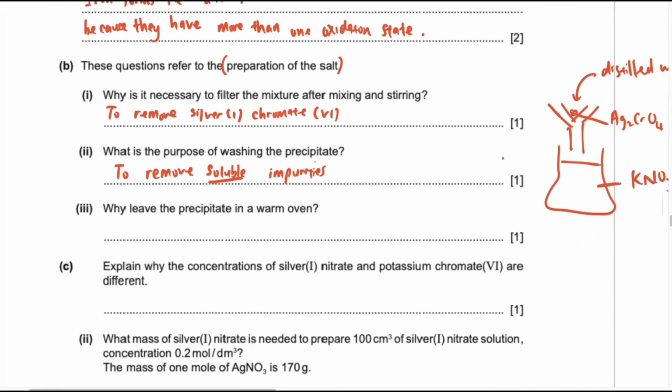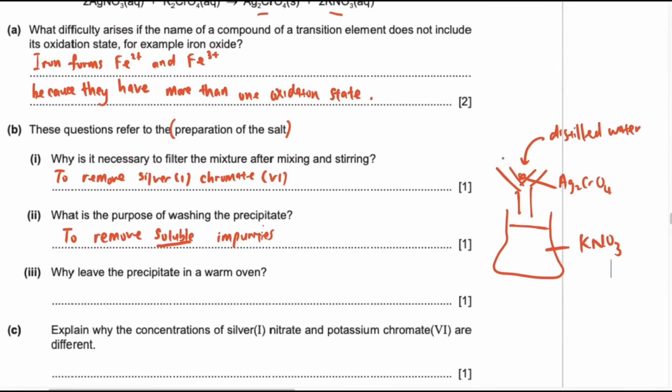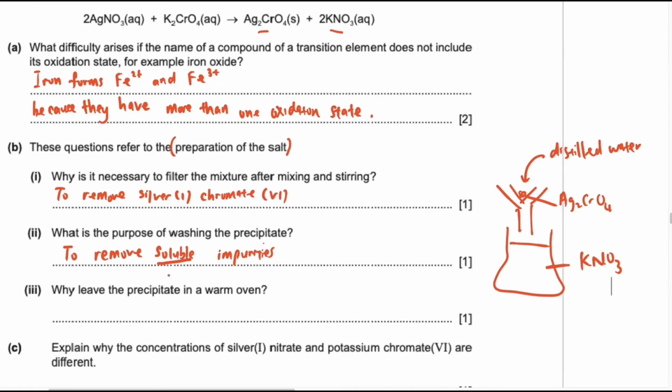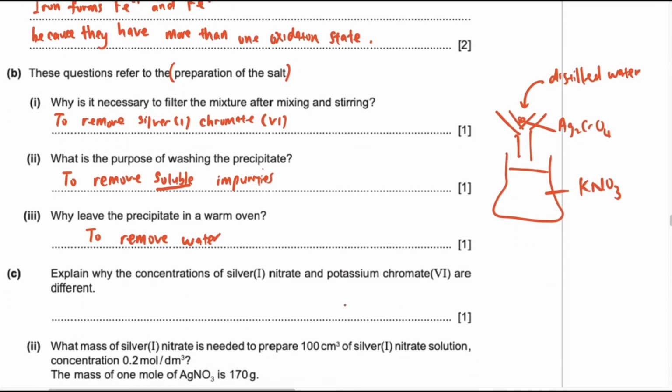So, all right. Why leave the precipitate in a warm oven? To get the powdered form. To make it into a powder form. Oh, you mean from hydrated crystal form to powder form? Yeah. So let's just put in general to remove water. Okay, to remove water. Maybe you heard from somewhere from hydrated crystal to the powder form. Okay, so they just want in general.